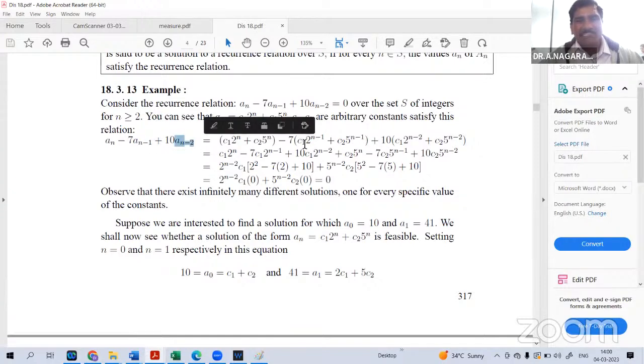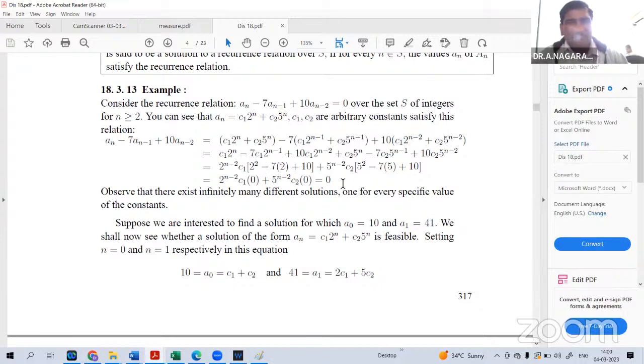So a n minus 1 means 2 power n minus 1 plus 5 power n minus 1. Here 2 power n minus 2, 5 power n minus 2. Now here, substitution totally, and then simplification. After that, it clearly appears that it becomes 0. This is the overall idea about it here.